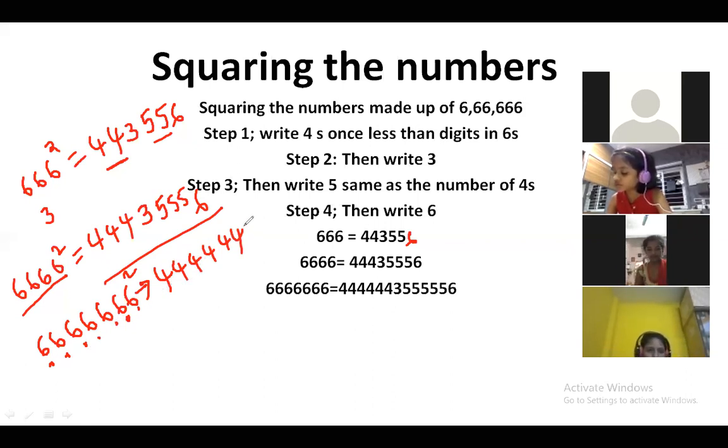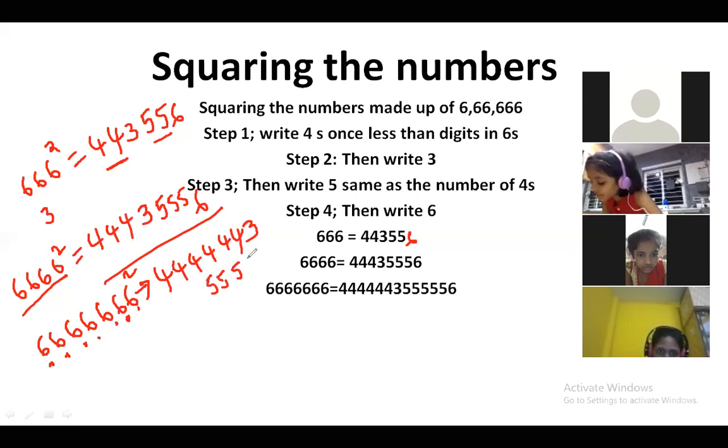Then simply add 3. Then you should write 5s. How many 5s? Equal to the number of 4s, so 6 5s you should write. Then add 6. That's it.